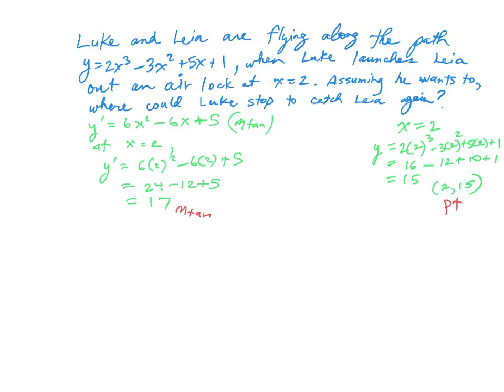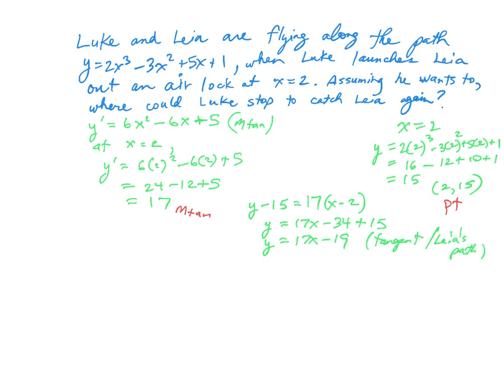So we now have enough information to construct a tangent line. We know that the point is (2, 15), so it's y minus 15 equals m times x minus 2, and then the slope is 17, so it goes right there. Most people will want to expand this, 17x minus 34 plus the 15, and then you'll get 17x minus 19 for the equation of your tangent. That's your tangent line. That's the path Leia is traveling on.